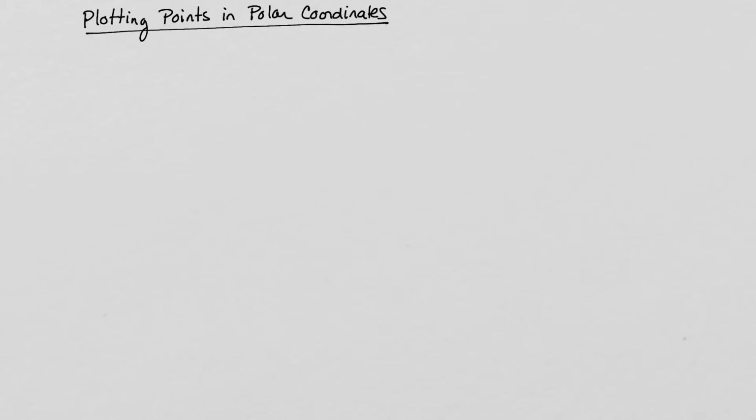So in this video, we're going to talk about plotting points in polar coordinates. The thing to remember is that in regular coordinates, we have an x and a y. So generally, if we were going to graph the point (2, 3), we would go out 2 and then we go up 3 to get to that point.